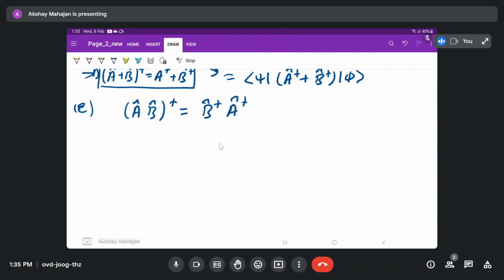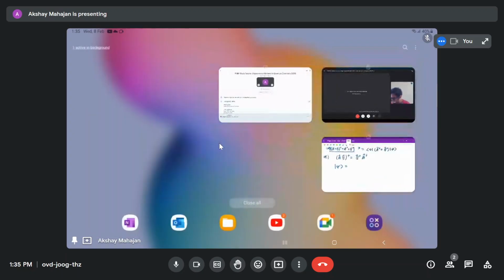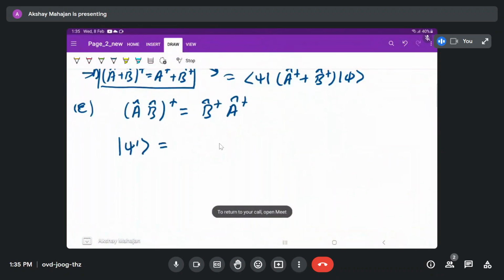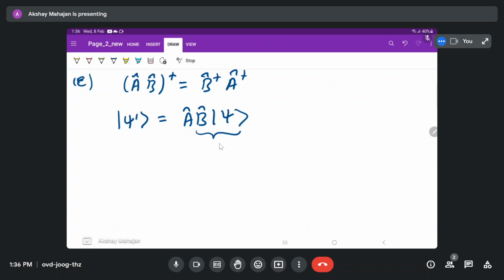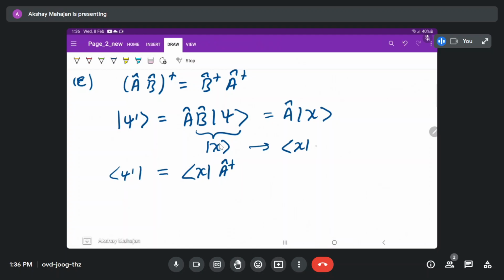So here we are going to use something different. Let's say we have psi prime, which we can write as given by a cap b cap times a vector psi, and let's say we call b cap psi as chi. Now we know that if we have to write the bra psi prime, that will be equal to bra of chi times a cap adjoint, and similarly we know that bra of chi will be equal to bra of psi b cap dagger.